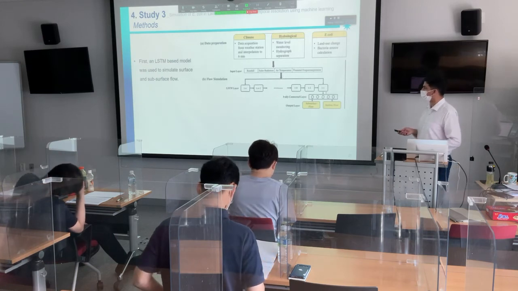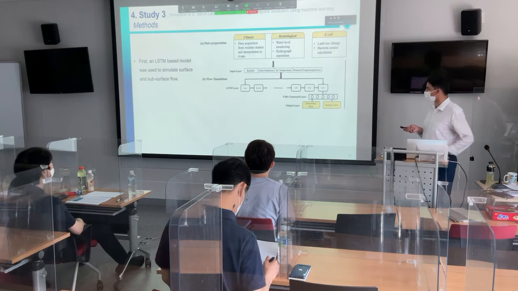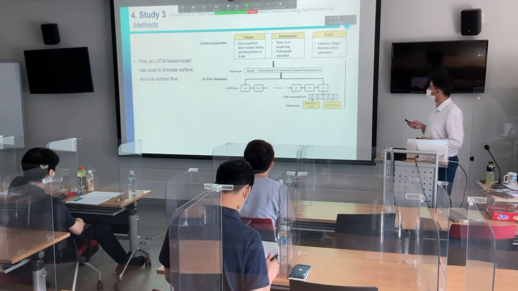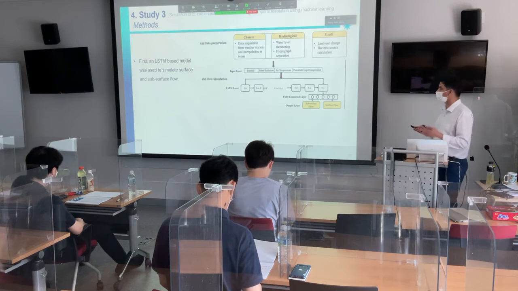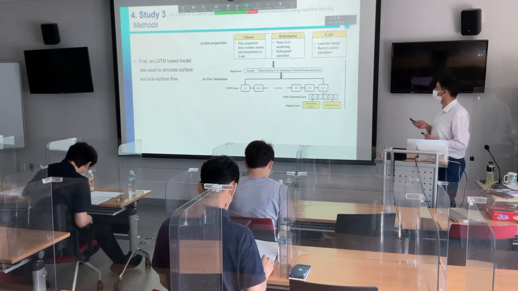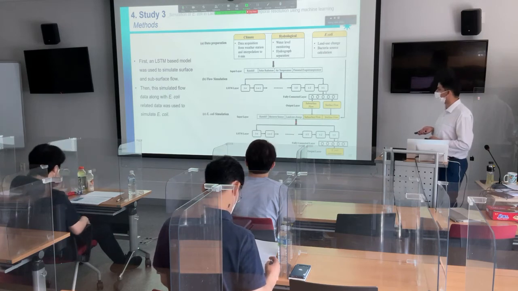So the overall workflow for this study was to use the flow information which was simulated in the previous study, and then use the bacteria source information, in the form of how much manure was applied to the field, and the land use change information in an LSTM model to predict the E. coli.